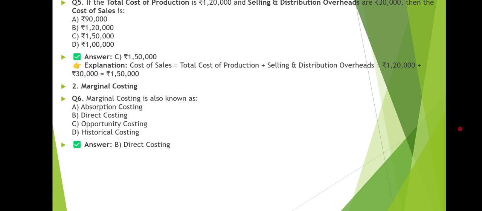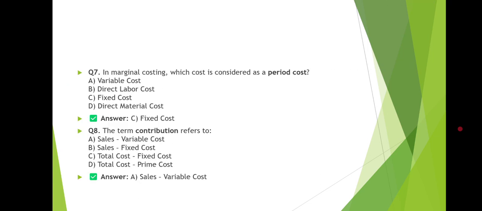Next we have, marginal costing is also known as absorption costing, direct costing, opportunity costing, historical costing, and the right answer is direct costing. Next question we have, in marginal costing, which cost is considered as a period cost? The right answer is fixed cost. And next question, the term contribution refers to. We can find contribution when we subtract variable cost from the sales.